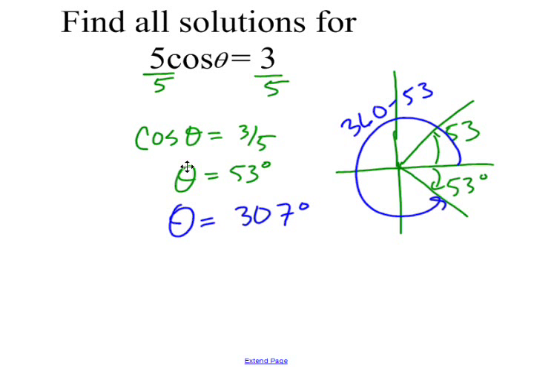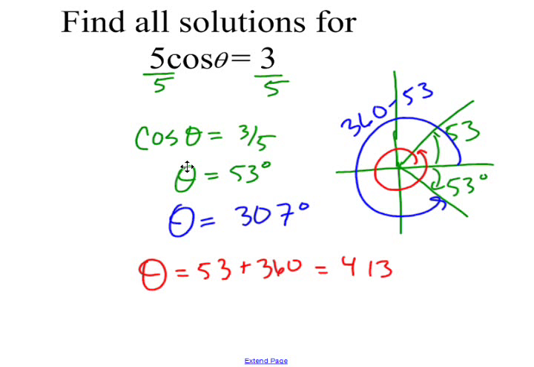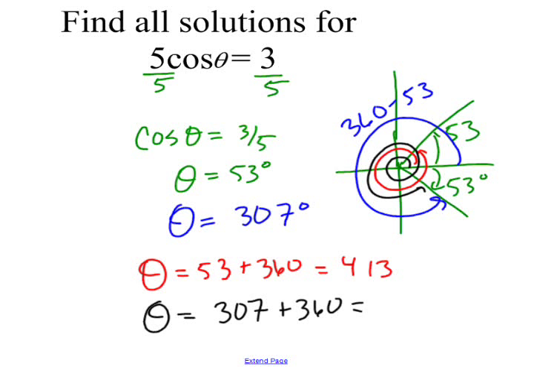Okay, and then if we keep looking at this, I can go all the way around and add. So basically my next angle could be 53 plus 360. And if I do that, I end up with 413. And then I could also do the same thing with the blue angle. So I could start here, go all the way around and back. So I'm taking the blue angle, which is 307, and adding 360 to that as well. And so that answer ends up being 667.